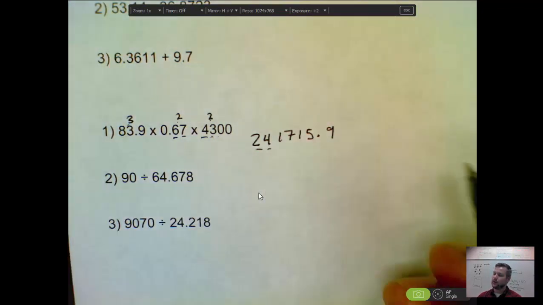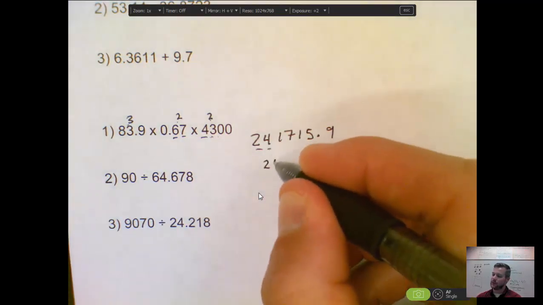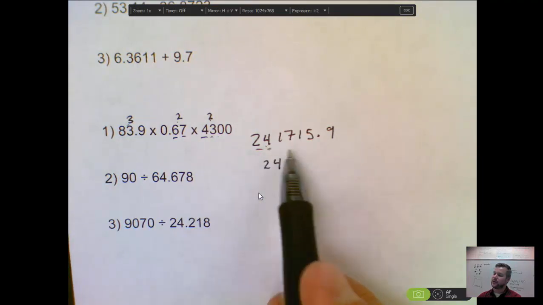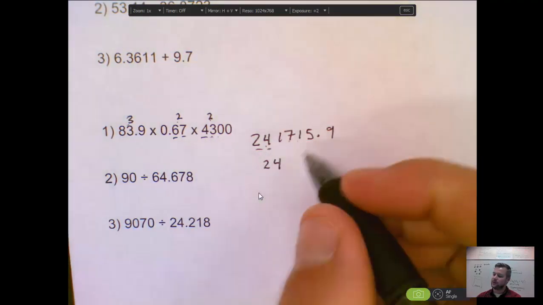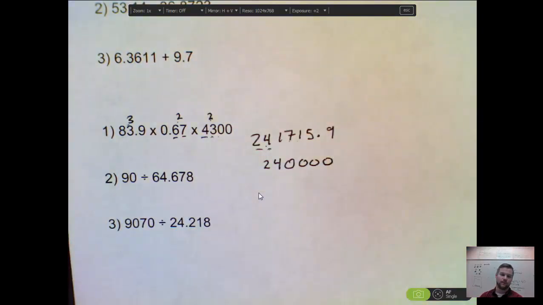1, 2. 4 is trailed by a 1, stays a 4. But I need to keep this in the same place value as it currently is, so I need to fill these other place values as zeros. They're just a placeholder right now.